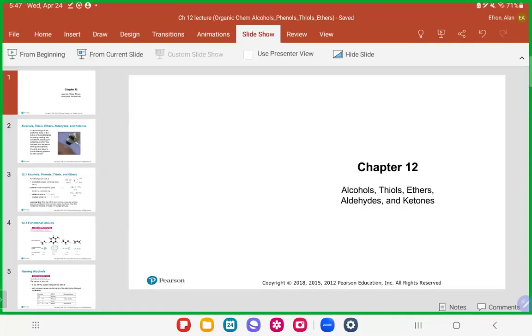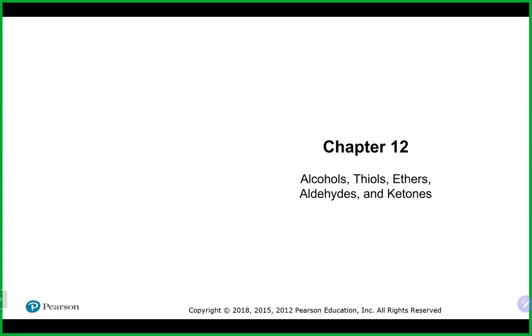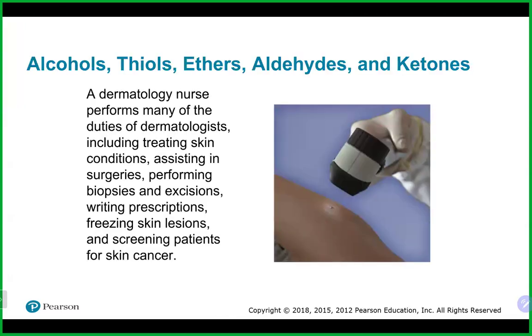All right, so in this chapter, it's a bunch more organic groups we're going to officially talk about. We're going to talk about alcohols, which we sort of touched upon a little bit. We're going to talk about thiols, which is sulfur containing groups. We're going to talk about ethers, aldehydes, and ketones. Oh my, let's do it. So alcohols, thiols, ethers, aldehydes, and ketones. So these all have some different functional groups that we're going to talk about.